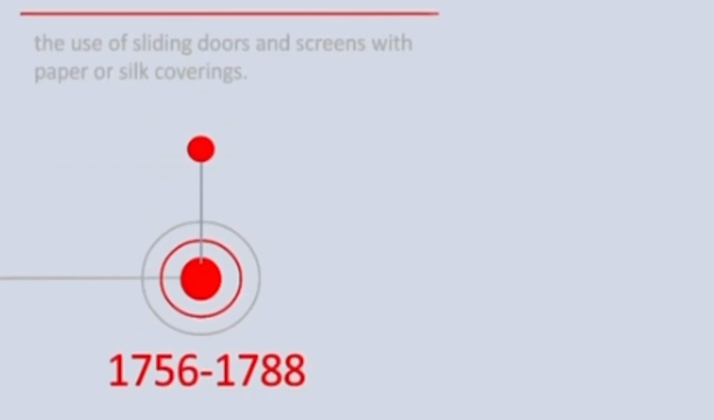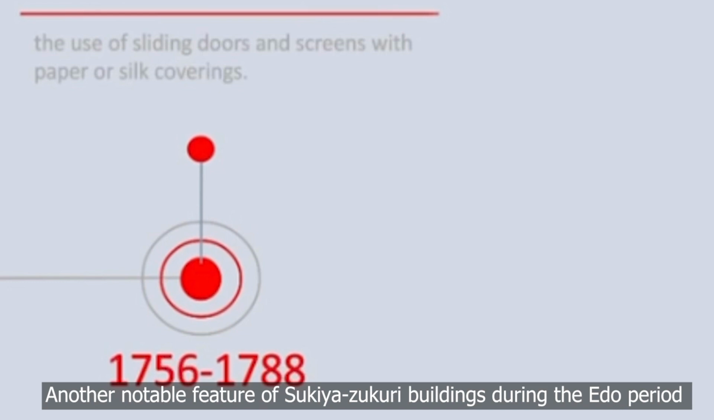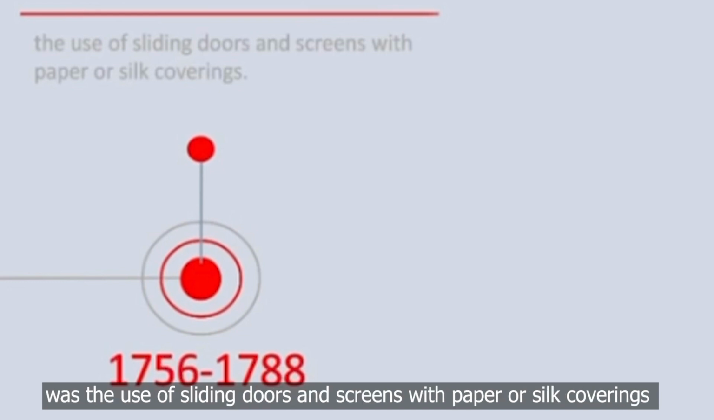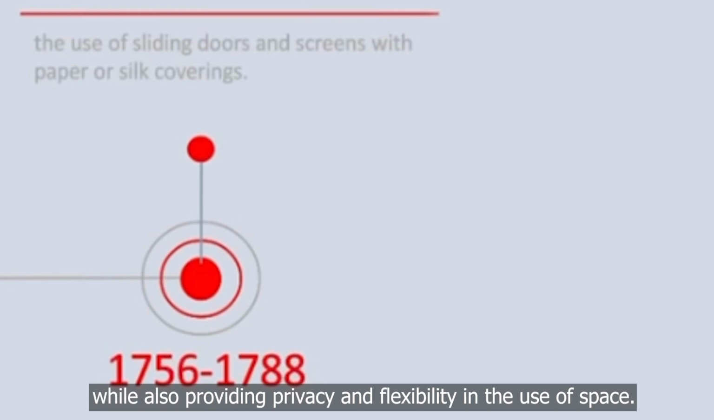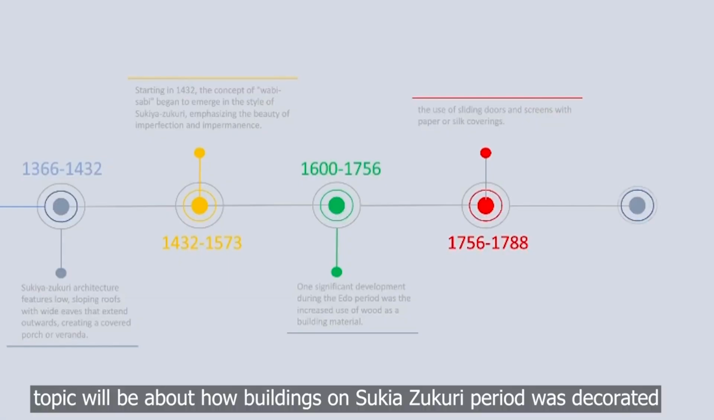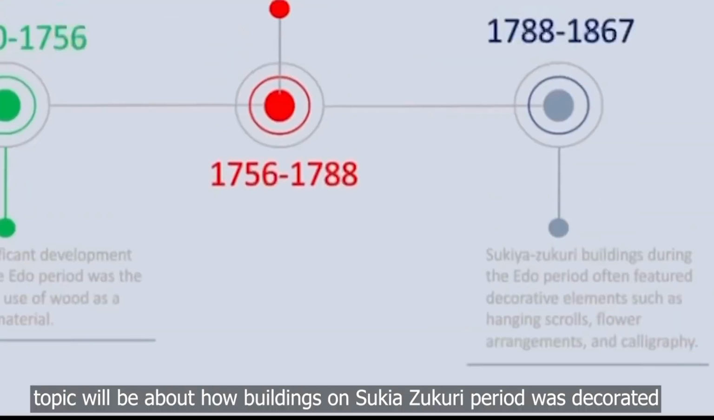So, as I said, another notable feature of sukiya-zukuri buildings during the Edo period was the use of sliding doors and screens with paper or silk coverings. These doors and screens allowed natural light to enter the building while also providing privacy and flexibility in the use of space. The last but not least topic will be about how buildings of the sukiya-zukuri period were decorated.